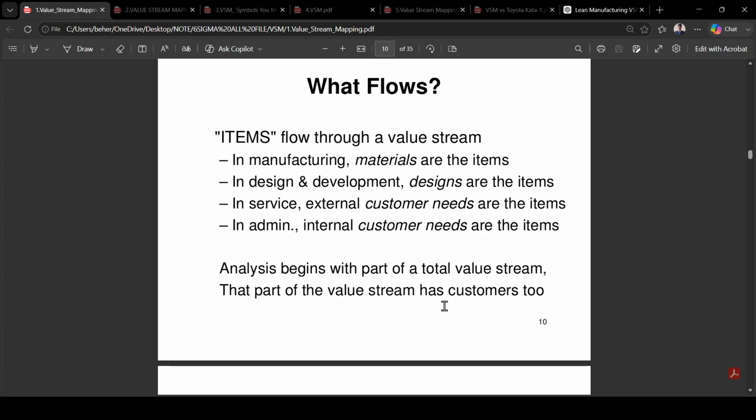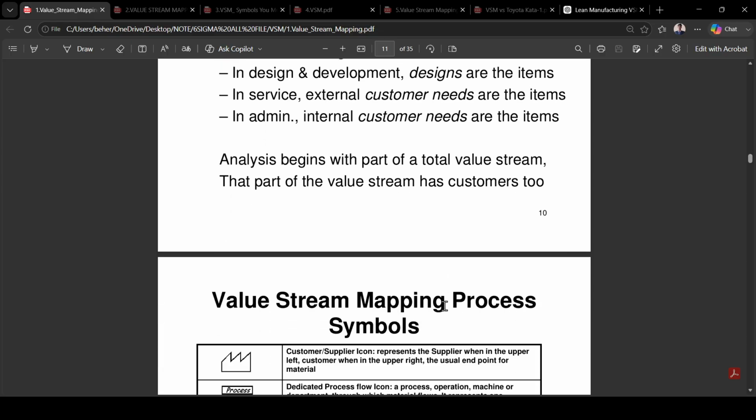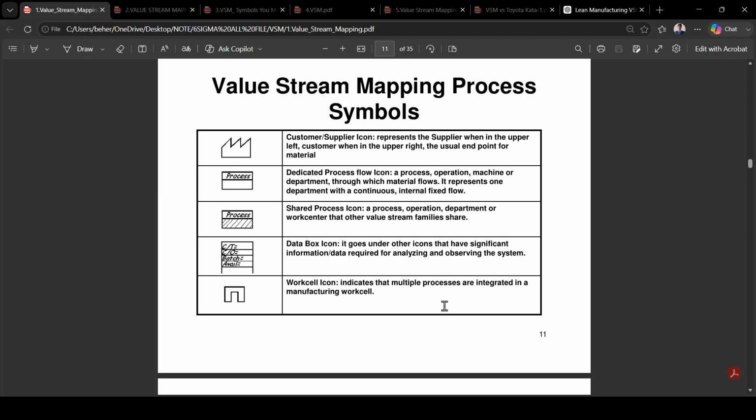What flows? Items flow through a value stream. In manufacturing, materials are the items. In design and development, designs are the items. In service, external customer needs are the item. In admin, internal customer needs are the item. Analysis begins with a part of a total value stream, and that part of the value stream has a customer.